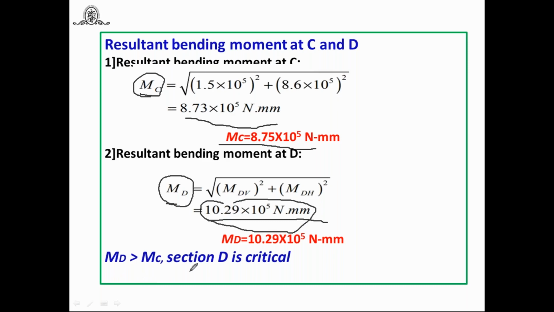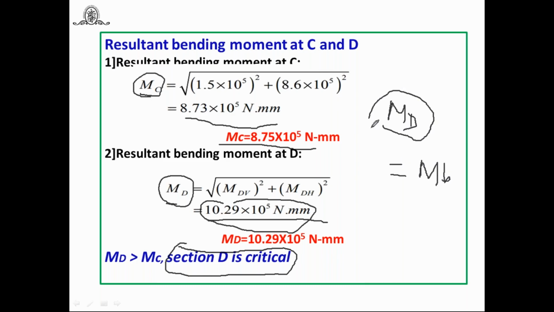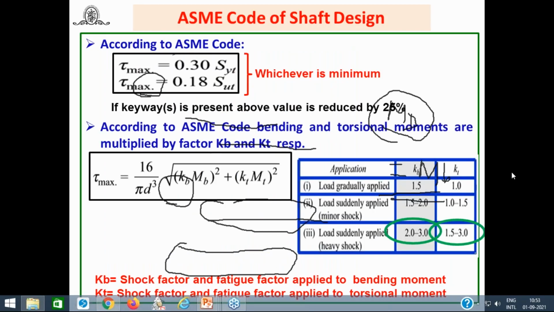So which section is critical? Section D is critical from the design point of view. Therefore, in our calculation, we are going to use the bending moment at D as MB. Remember, the bending moment at D is equal to MB. Okay, I will show how to use it.